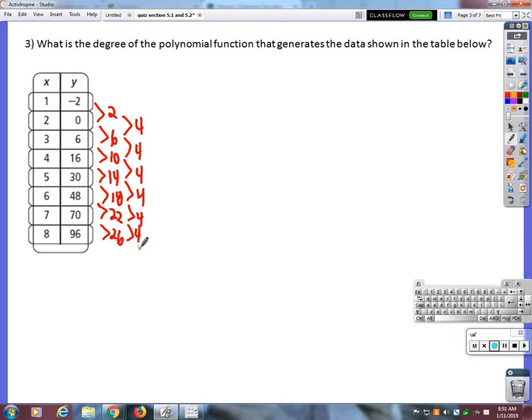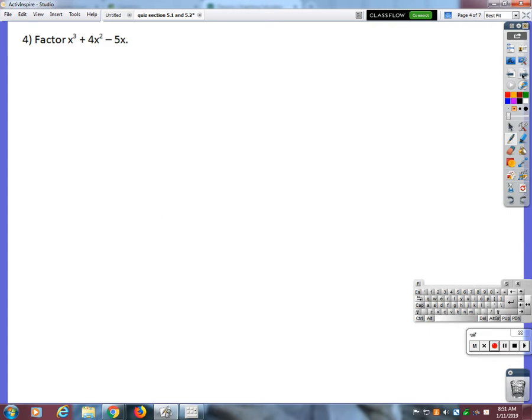Okay, so Carter, you put down 4th degree because these all came out to be 4s, but it's second degree, or as Jimmy said, quadratic, because it's the second differences that are the same. Okay? Then it says, factor x cubed plus 4x squared minus 5x. What can you factor out of that?